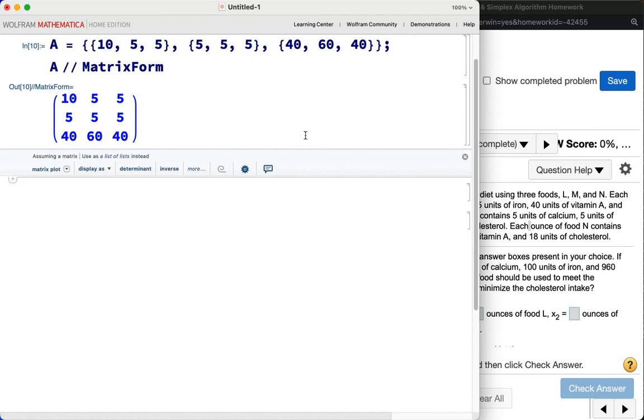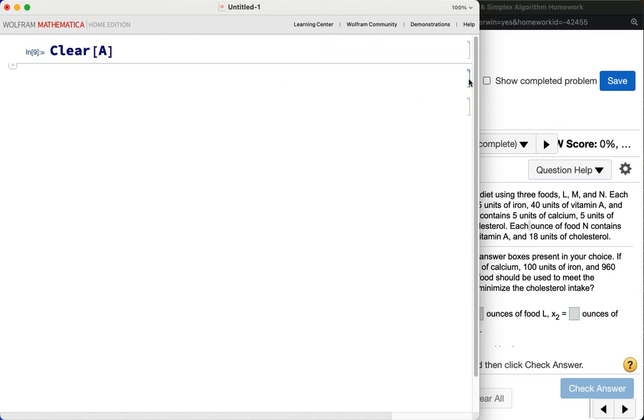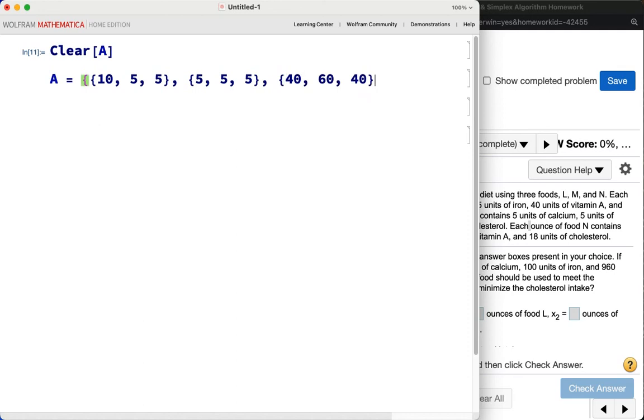So yes, let me do that right now. Hold on one second. Let me start this over. Hold on. One more time. Clear A. Okay, let's start this again. A is equal to 10, 5, 5, 5, 5, 5, 40, 60, 40. Okay, I need to insert this now, otherwise things get more complicated later on.